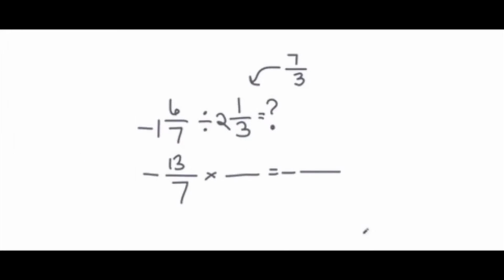This is another example, but with division, and there's also a negative sign here. So what we do first is bring down the sign, and then we write the improper versions of these mixed numbers. So 1 6/7 would be 13/7, and 2 1/3 would be 7/3. But since this is division, we multiply by the reciprocal of this fraction, so we multiply by 3/7, and we can't simplify, so we go ahead and multiply, so we get -39/7.